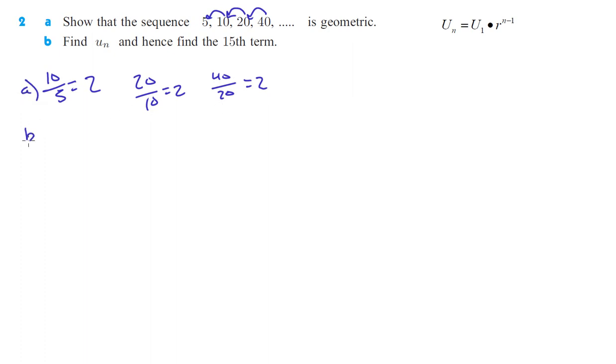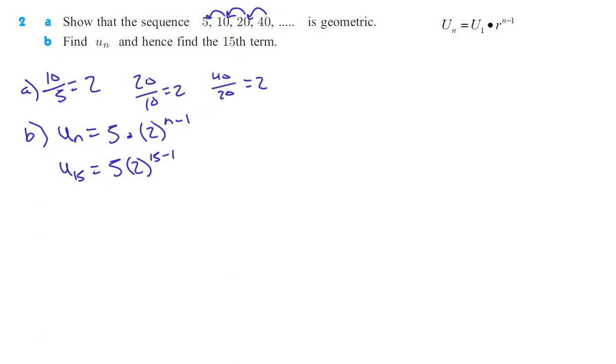So part B, find u sub n, and hence find the 15th term. So we'll find the general term, there's our general term formula. So u sub n is going to equal our first term, which we know is 5 here, times our rate, which we just figured out is 2. And then we have that all to the n minus 1. So there's our u sub n formula, and to find the 15th term, we just plug in 15 for n, right? So u sub 15 is going to be 5 times 2 to the 15 minus 1, right?